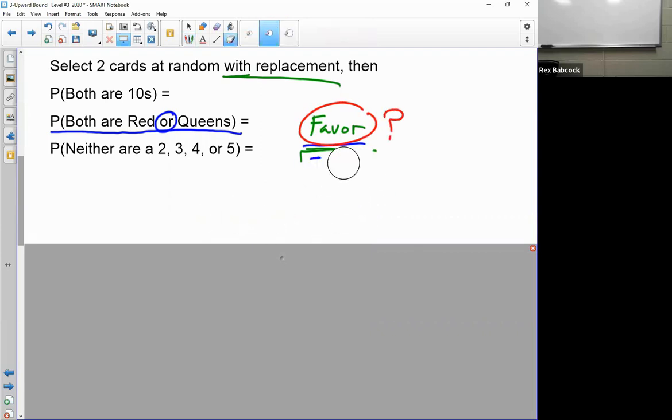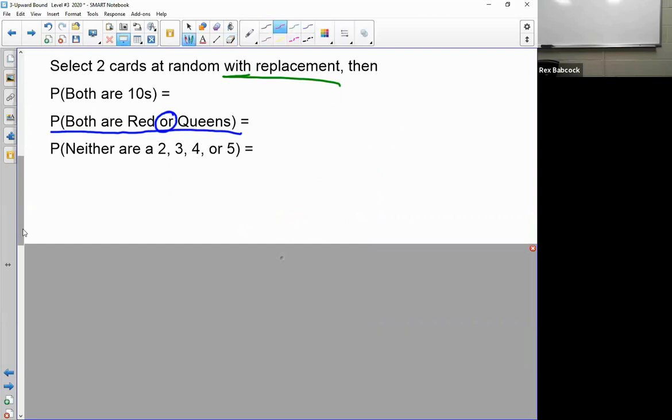Okay, let's do the second one. Well, it's with replacement, so I know both draws are going to be 52 and 52. I can draw a red card or queen. Now let's figure that out. Half of them are red, 26. There's 13 diamonds and 13 hearts. And we could actually look at a deck and count them if we wanted to.